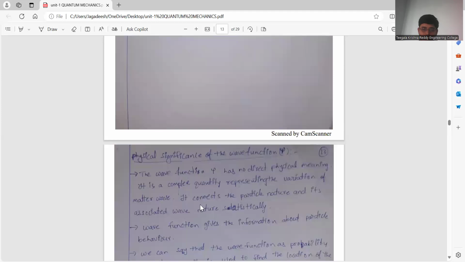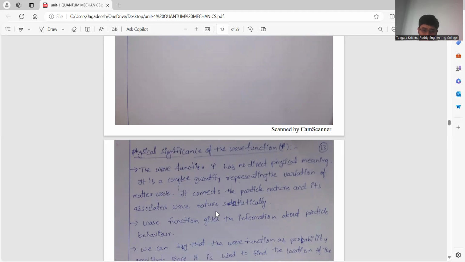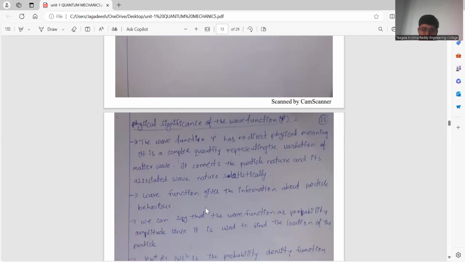It cannot explain the particle nature and the nature associated with it statistically. The wave function gives the information about particle behavior. What is the behavior of the particle? That information is given by the wave function.